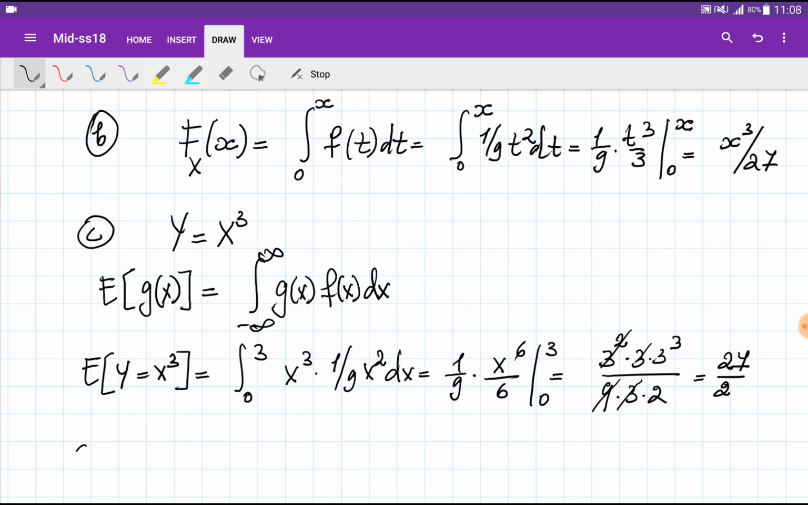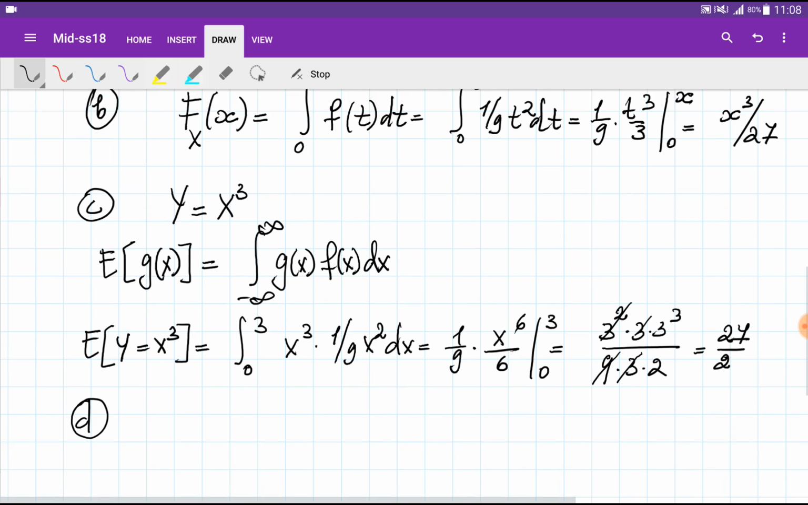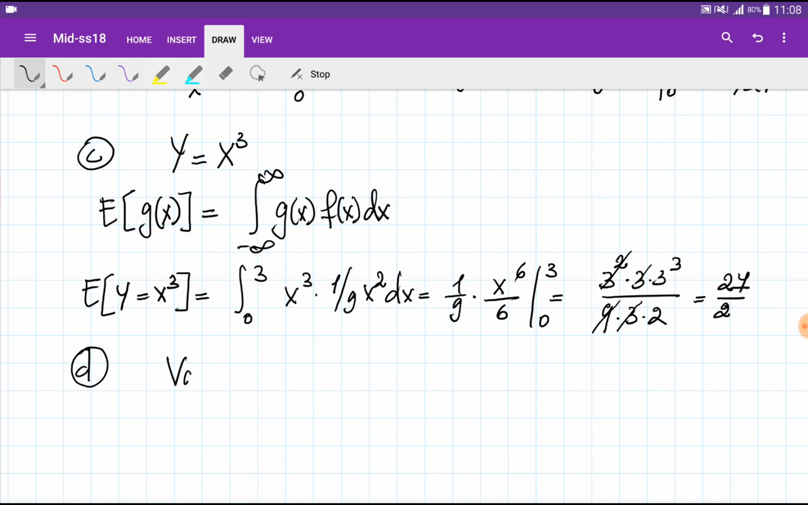In part D, we need to get a formula for the variance of y. We don't need to calculate it, so the variance of y is the expectation of y squared minus the expected value of y, squared, or simply the expectation of x to the power of 6, right?